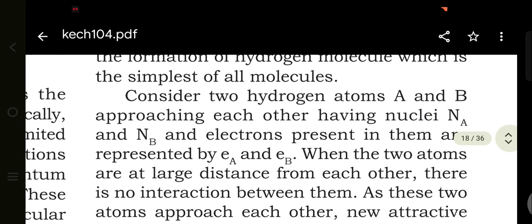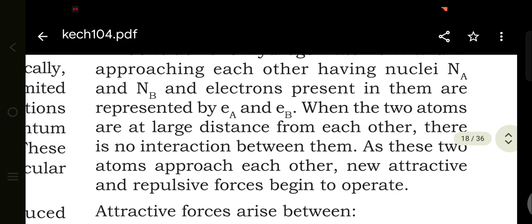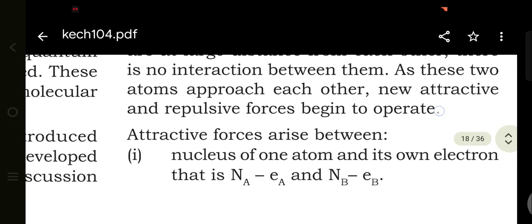Consider two hydrogen atoms A and B approaching each other, having nuclei Na and Nb, and electrons represented as Ea and Eb. When the two atoms are at large distance from each other, there is no interaction between them. As these two atoms approach each other, new attractive and repulsive forces begin to operate.